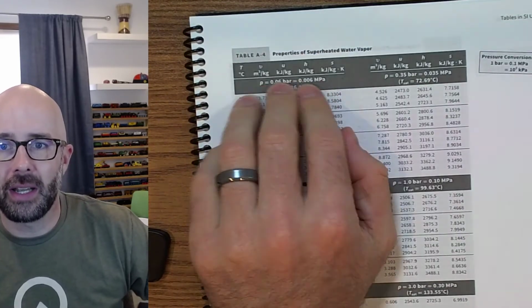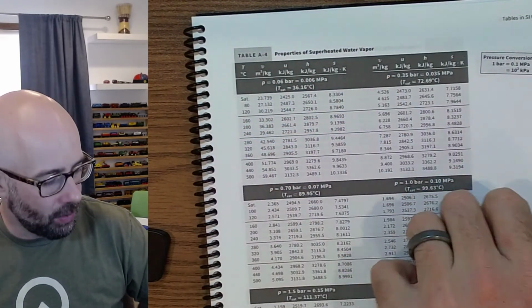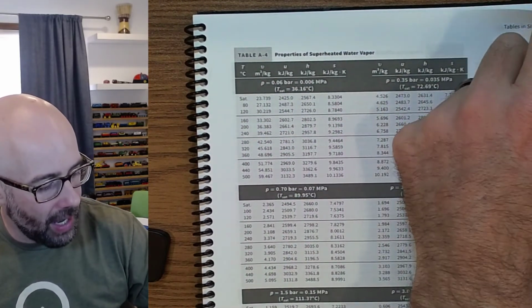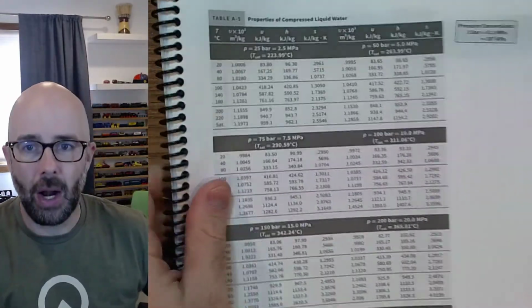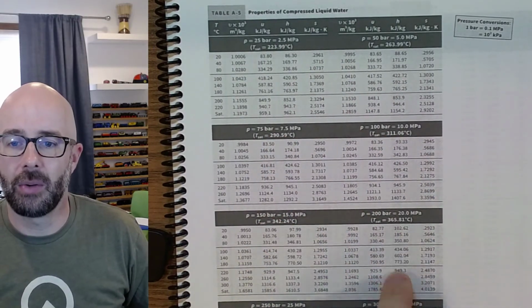Table A4 is going to be superheated water vapor, so that's not where we want to go. We want to go to table A5, properties of compressed liquid water. And we have a whole bunch of pressures here: 25 bars, 50 bars, 75 bars, 100 bars, 150, 200, all the way down here, 300 bars.